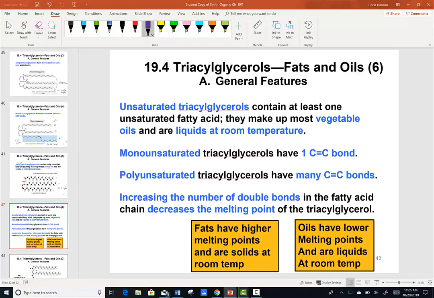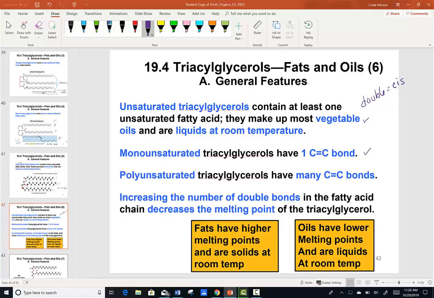Unsaturated triacylglycerols contain at least one double bond and therefore are referred to as unsaturated. So unsaturated means at least one double bond, and it will always be in the cis conformation. These will always be liquids at room temperature. Just think of your common vegetable oils as a source of an unsaturated triacylglycerol.